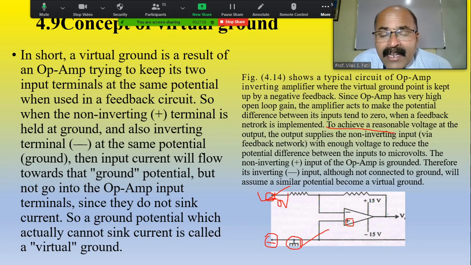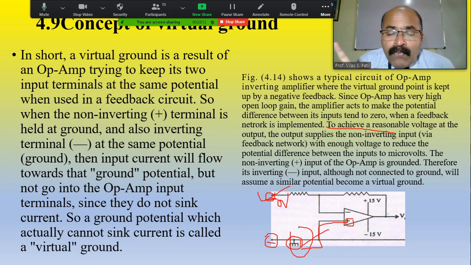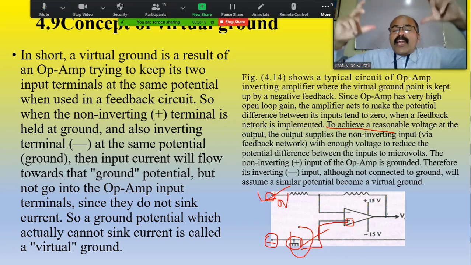The non-inverting positive input of the operational amplifier is grounded. Therefore, its inverting input, although not connected to ground, will exhibit the potential of the ground.